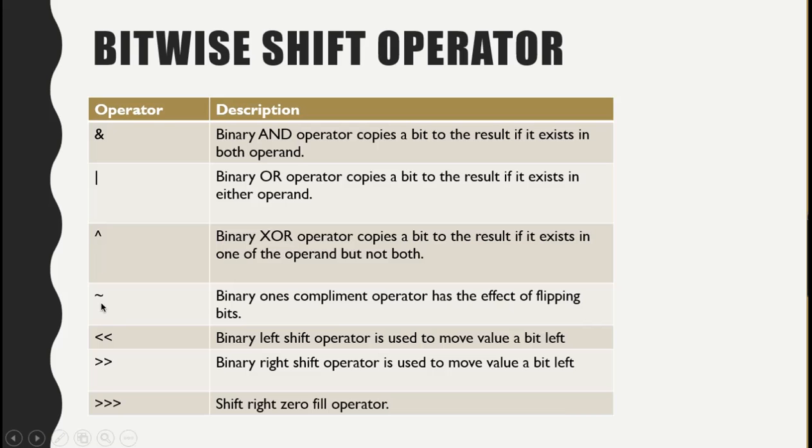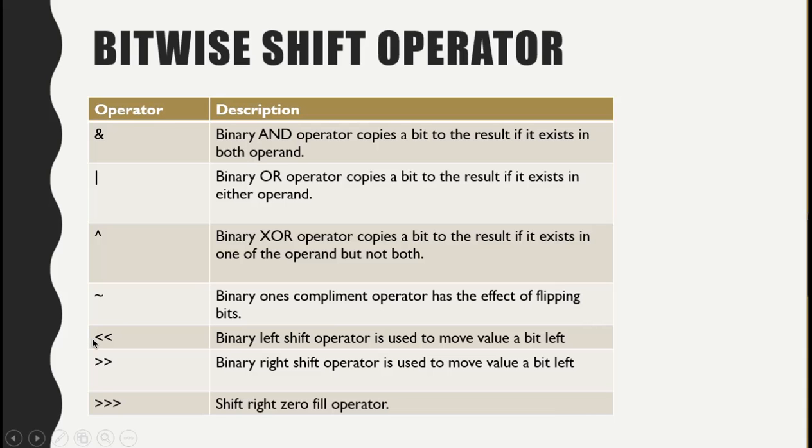And the fourth one is this symbol, called the binary ones complement operator. It has the effect of flipping the bits. Suppose you have stored the number 1 2 3, and if you use this symbol, the result is going to be 3 2 1. And let's move ahead for the next one.